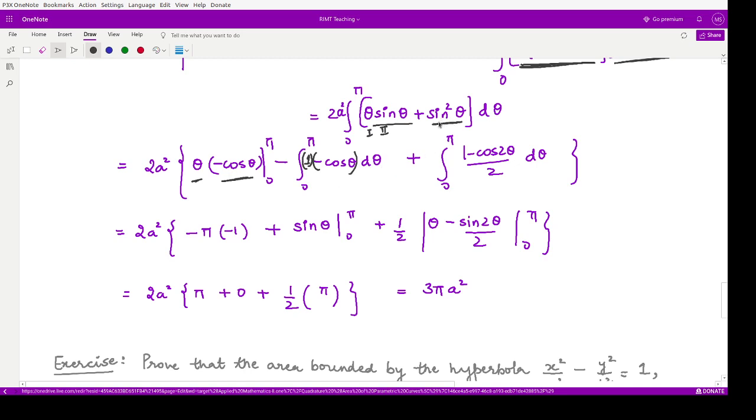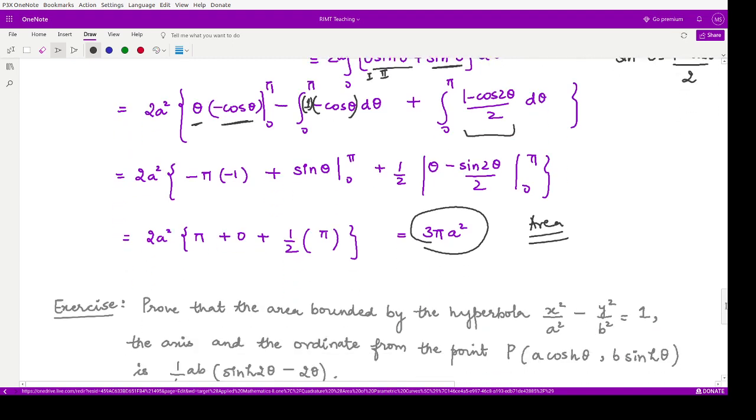For the integration of the second term we'll again use the double angle formula. So sine square theta is equal to 1 minus cos 2 theta divided by 2. So this is the formula. The final answer here is 3 pi a square. This is the area between one arc of the given cycloid.